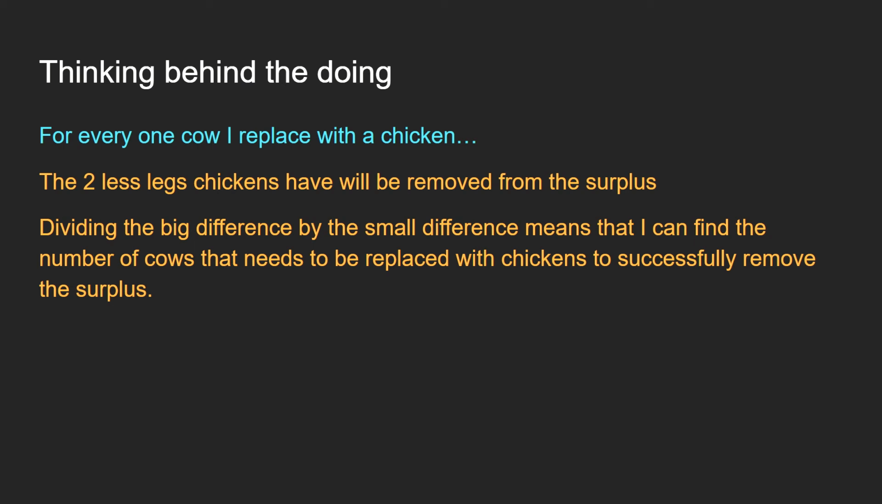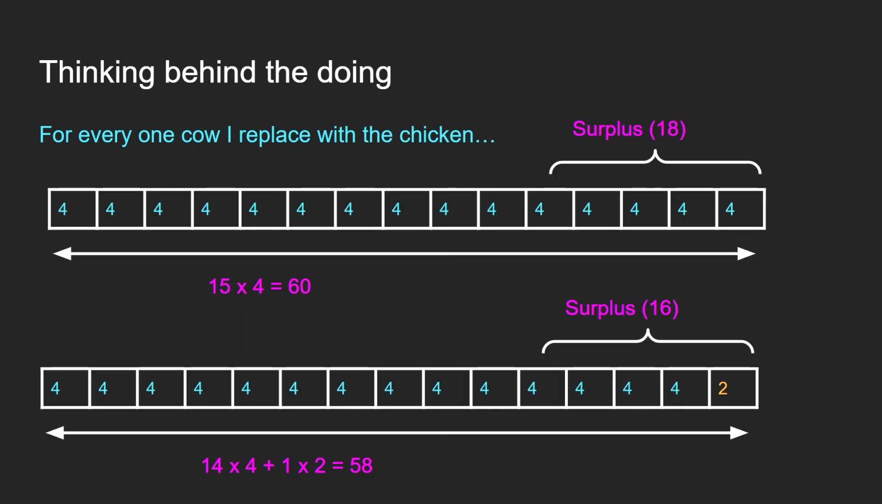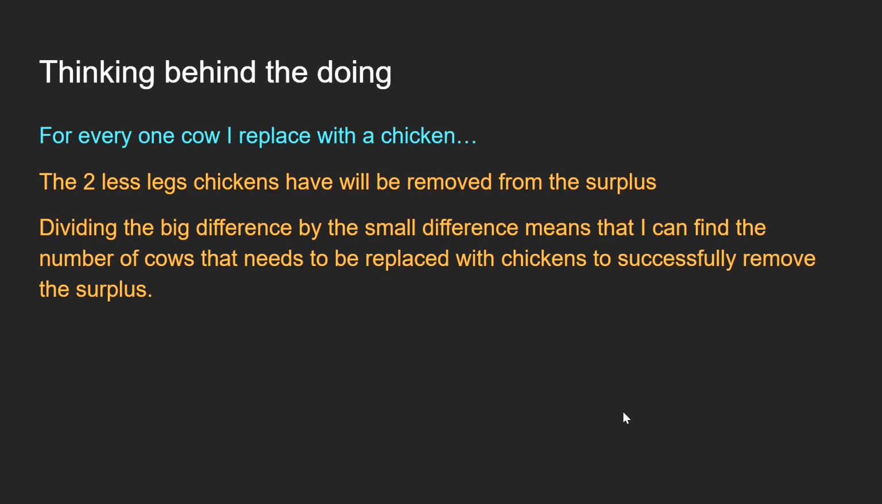So how many times do I need 18 to go down by 2? That's the number of cows I need to replace with chickens to actually get the total the question stated. So let's look at this one more time. If I take away one cow and replace it with one chicken, I will be taking away 2 from the surplus. And if I keep doing this, I'll realize that I need 9 chickens to take away this surplus and actually fulfill the 42 legs condition. So that's about it for this video.